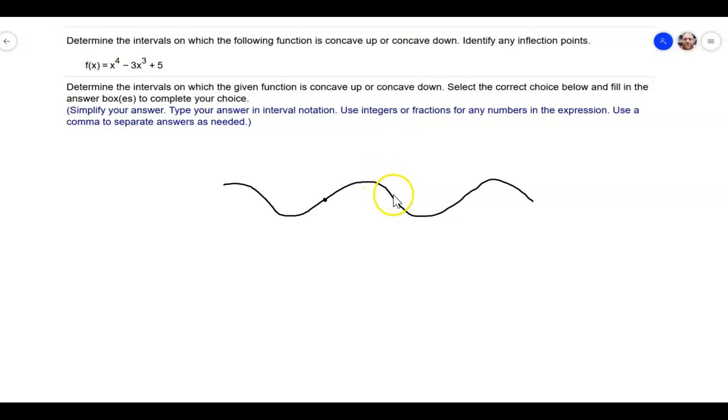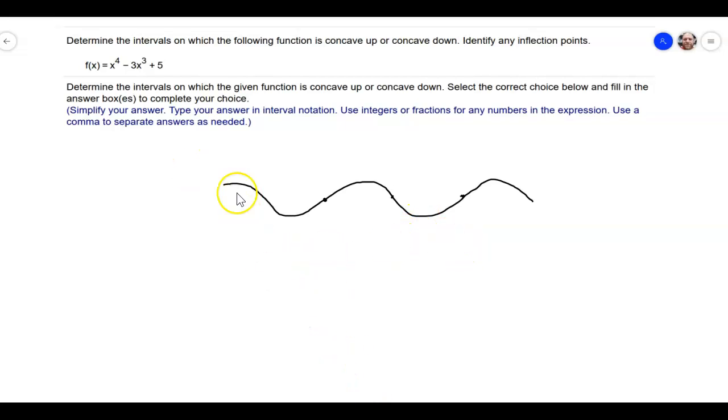Notice it's concave down, and then right about there it changes to concave up, and then right about here it changes to concave down. Those are points of inflection, and we can identify those through the second derivative of a function, setting that equal to 0, and then we can do test points. If we do a test point between two of these inflection points and we get a minus, then we know it's concave down. If we get a plus, then we know it's concave up. And we can do the intervals that way.